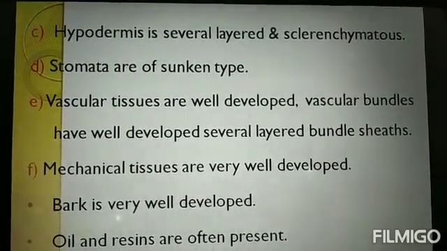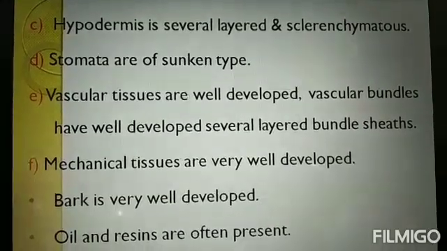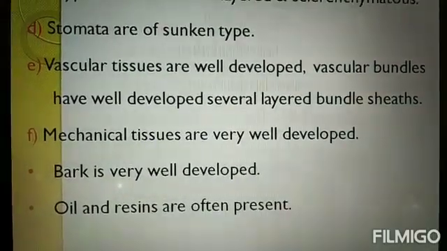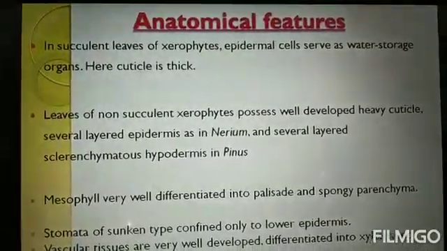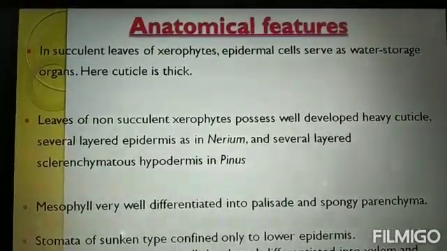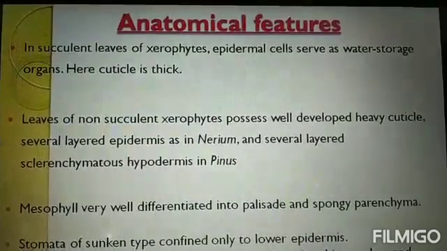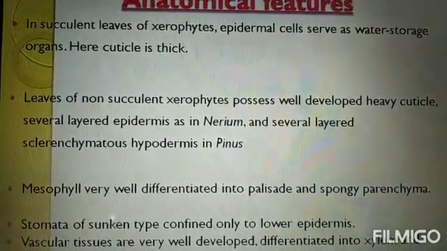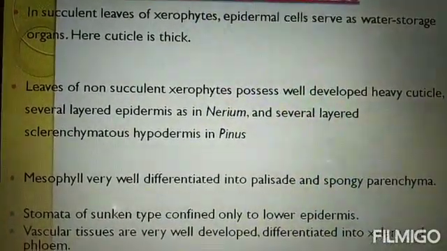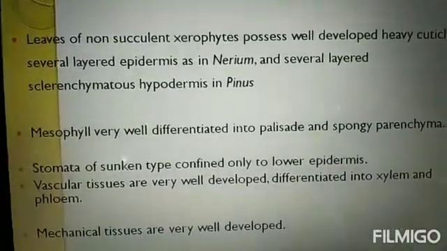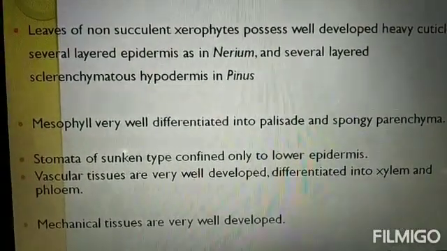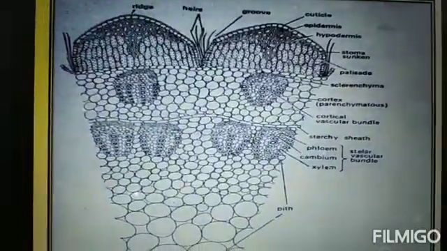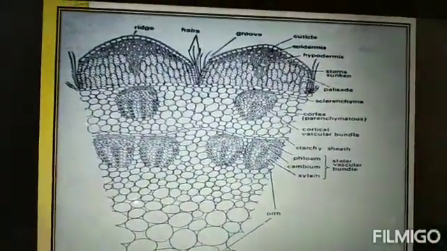Another character is the hypodermis, which has several layers and is sclerenchymatous, and the stomata are sunken in nature. So anatomically the plants have adopted different structures to overcome these xeric conditions. Leaves of non-succulent xerophytes possess a well-developed heavy cuticle. For example, in Nerium, the mesophyll is developed into palisade and spongy tissue. Stomata are sunken, and mechanical tissue is well developed. When compared with hydrophytes, xerophytes have well developed mechanical tissue.